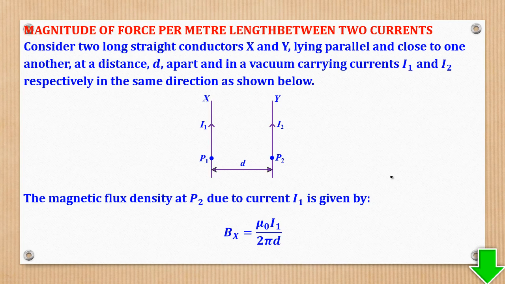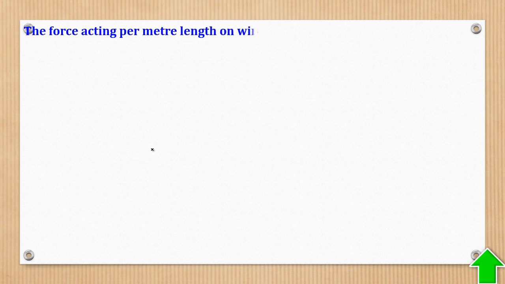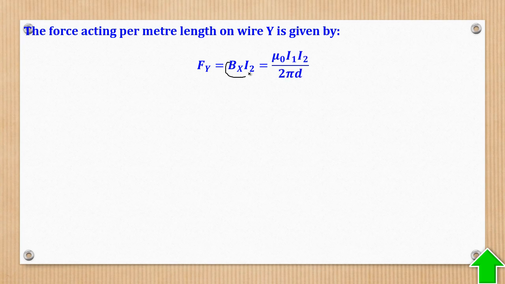Therefore if I want to get the force at P2, the force per meter on wire Y, the force acting on wire Y per meter is equal to Bx times I2. Bx we already saw in the previous slide, multiplied by I2, you come up with this expression. So that is the expression for force per meter, meaning that if you know the length of Y, you just multiply that force per meter times L, the given length.